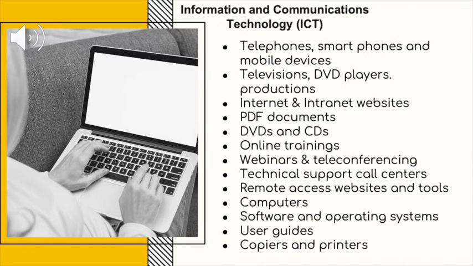Examples of information communication technologies covered under Section 508: telephones, smartphones, and mobile devices; televisions, DVD players, in the past it was VHS tapes, and productions; Internet and intranet websites, PDF documents, DVDs and CDs; online trainings, webinars and teleconferencing, technical support call centers, remote access websites and tools, computers, software and operating systems, user guides, and copiers, printers, and fax machines.